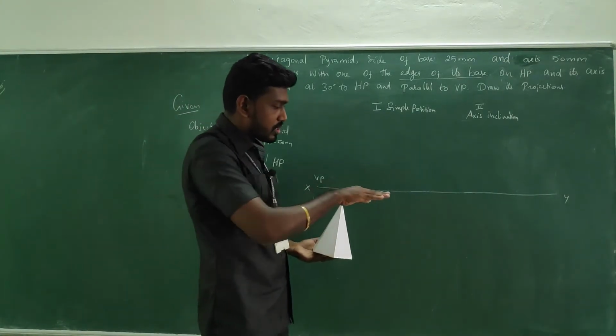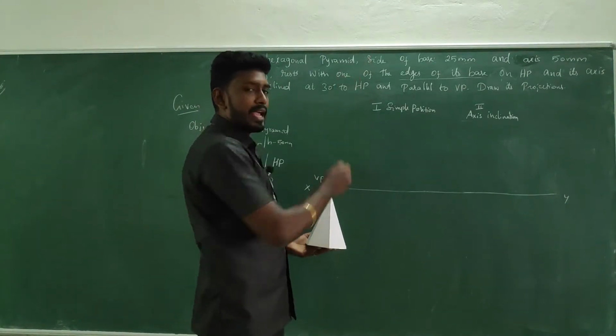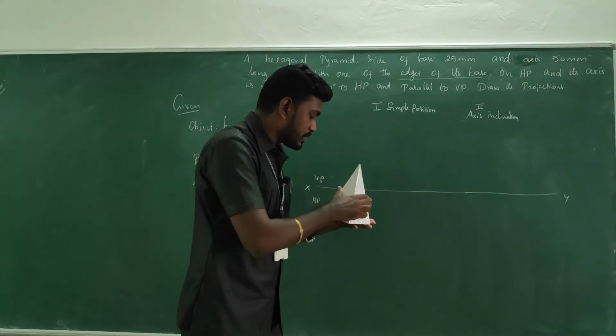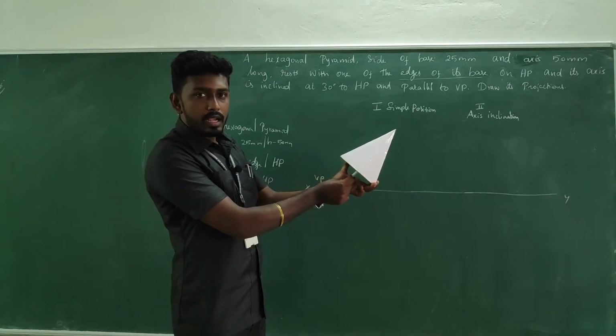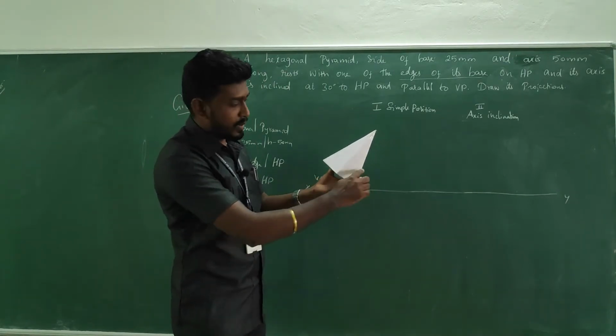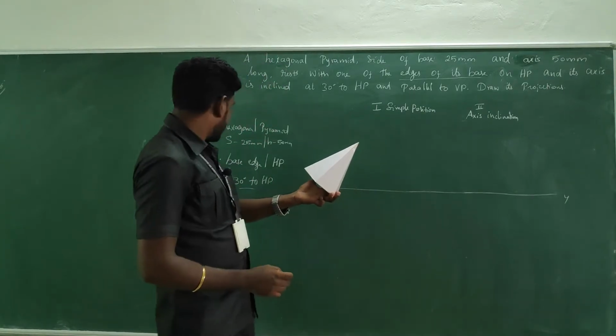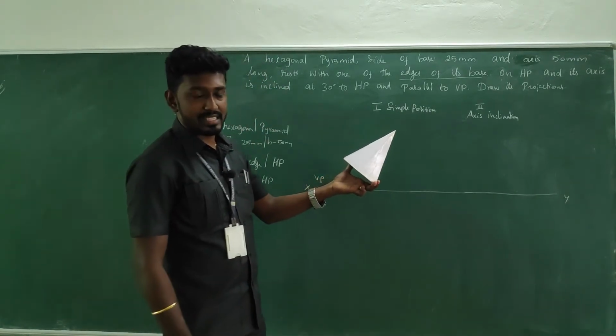Okay, fine. So here it is resting with the base edge and the axis is making 30 degrees to HP. If I consider this a horizontal plane and this a vertical plane, the object is being placed something like this. The axis is making 30 degrees, something like this. So this is the exact position.